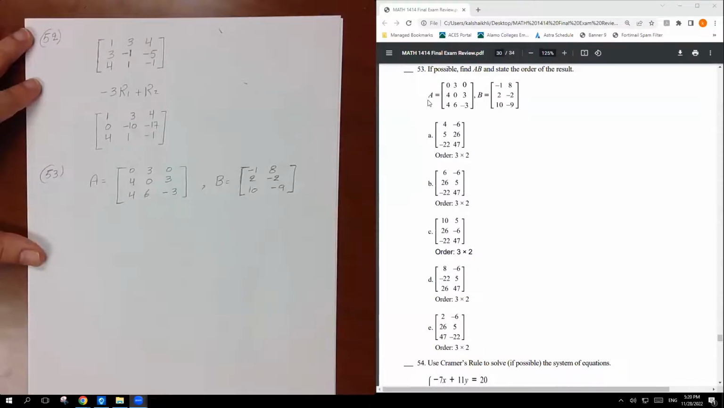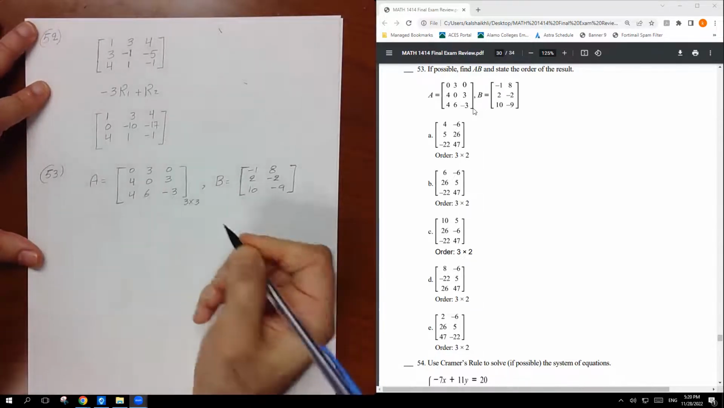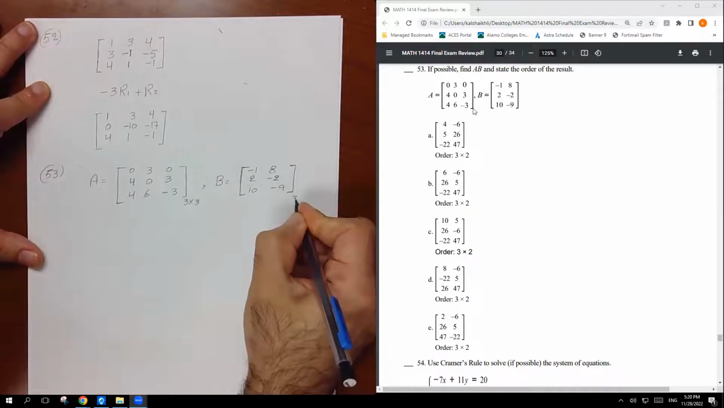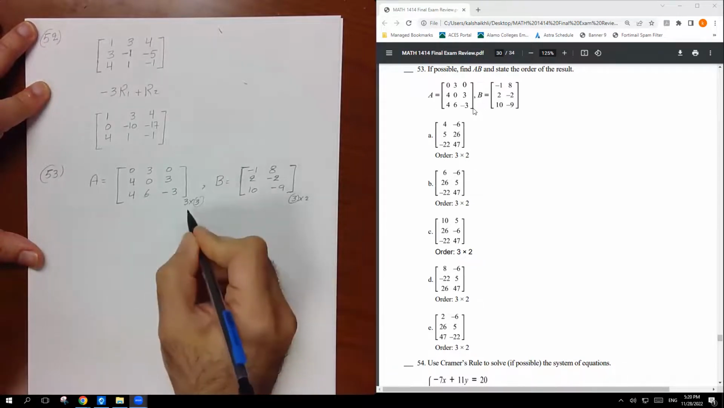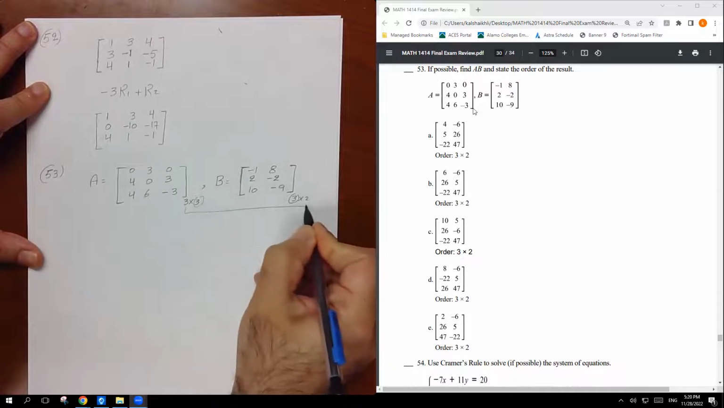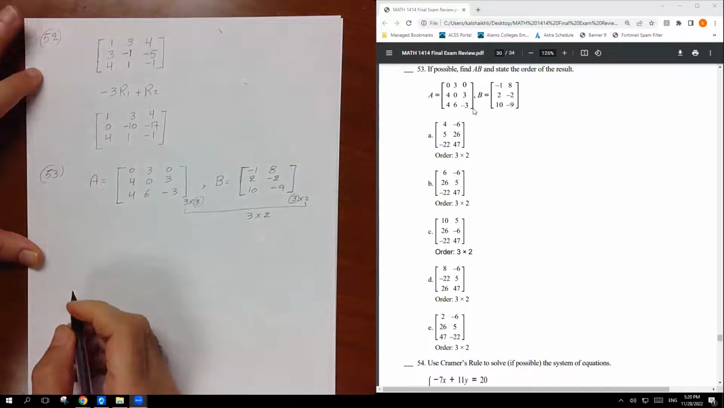So example 53. Let's check how we're going to solve this one. We have A, B, and they ask you to find the multiplication between A and B. So the first thing we're going to check, can we do the multiplication? Here, the dimension, we have a 3 times 3. And here we have 3 rows and 2 columns. So these are the same. That means our new matrix is going to be 3 rows and 2 columns. So let's do the multiplication.